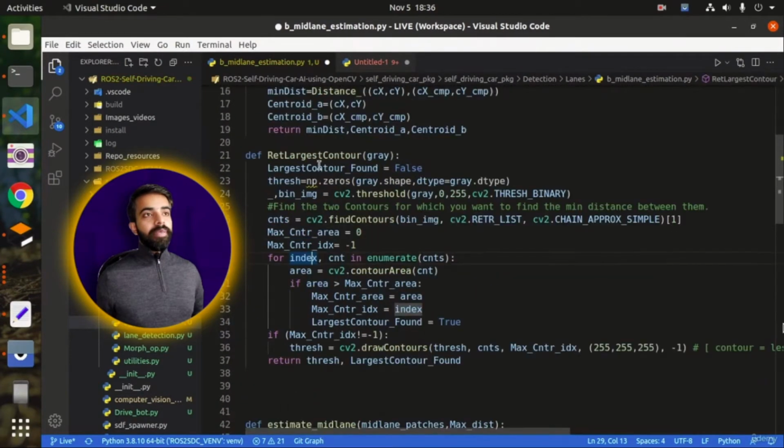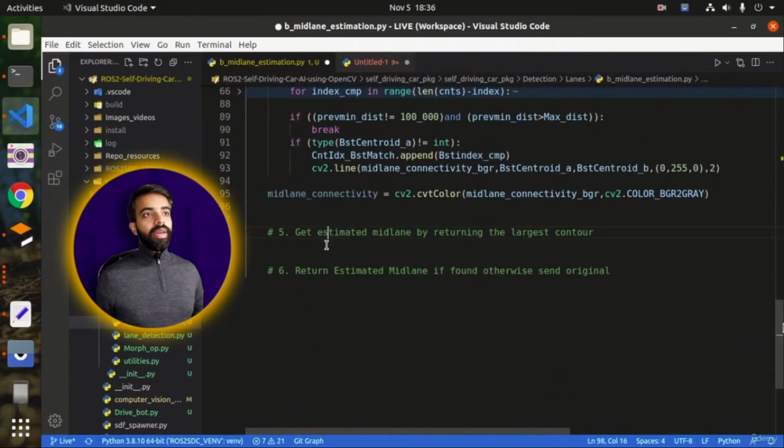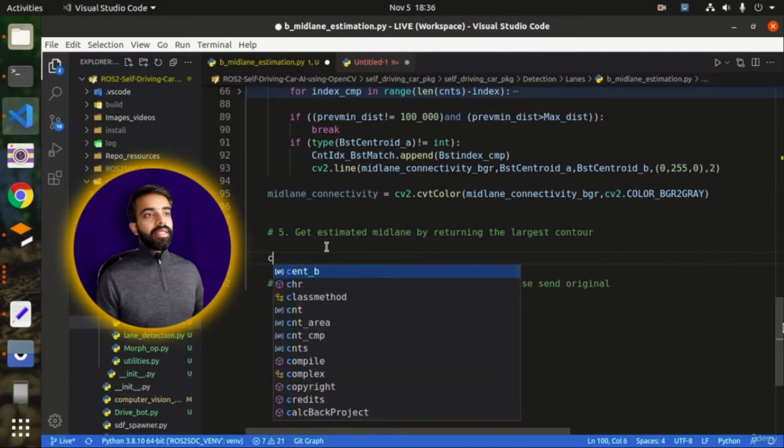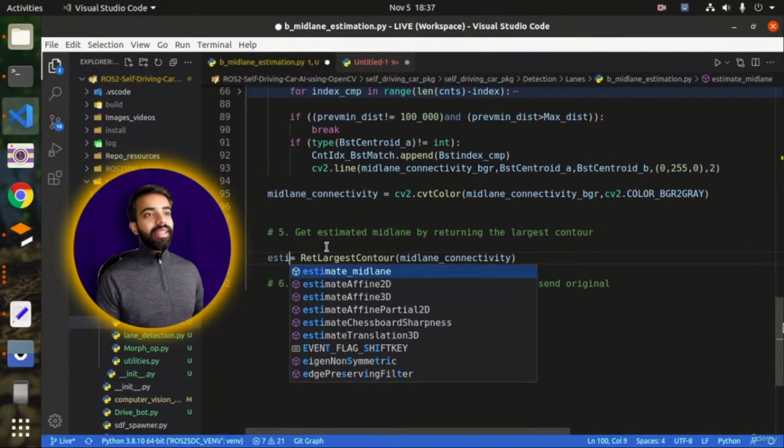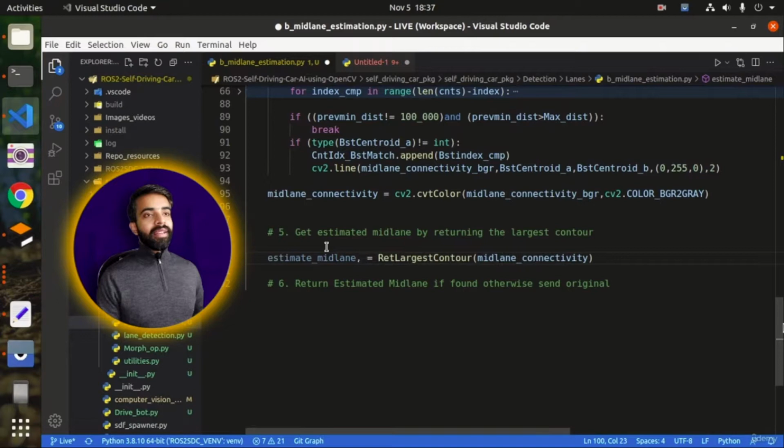So we have created a function that simply returns the largest contour along with whether that largest contour was found or not. We simply call it right in this fifth step, that is CV2 return largest contour, passing in the mid-lane connectivity that we have just converted to grayscale, and what we are left with is simply the estimated mid-lane and a boolean representing whether the largest was found or not. Now if the largest was found, give it the name of estimated mid-lane.